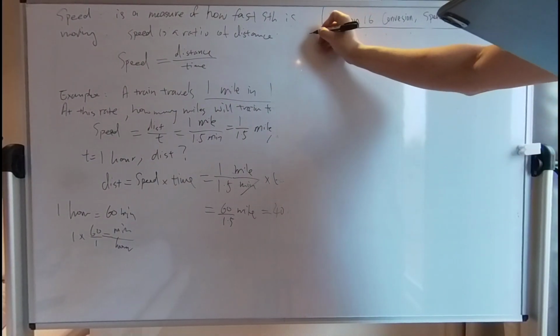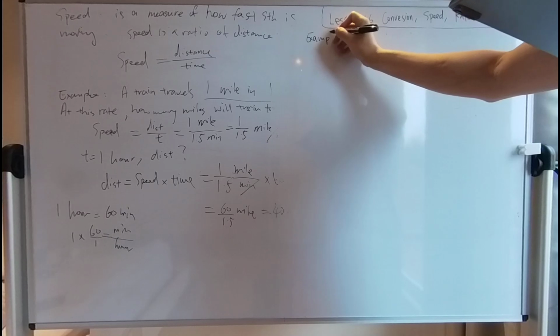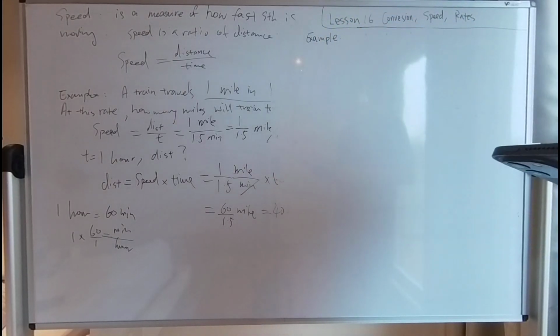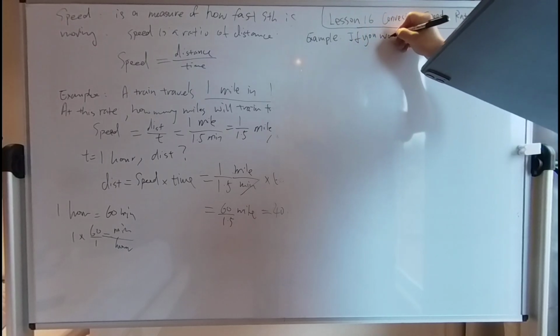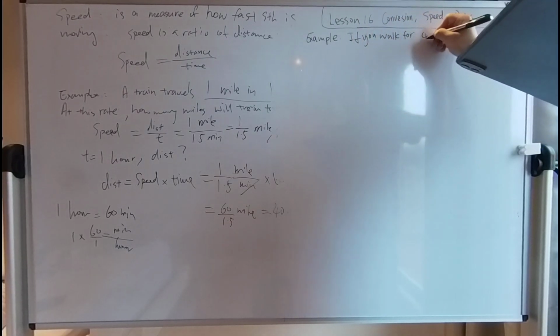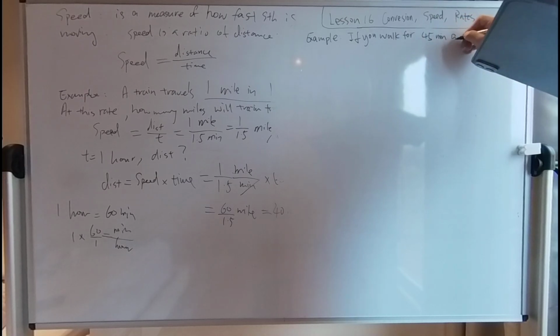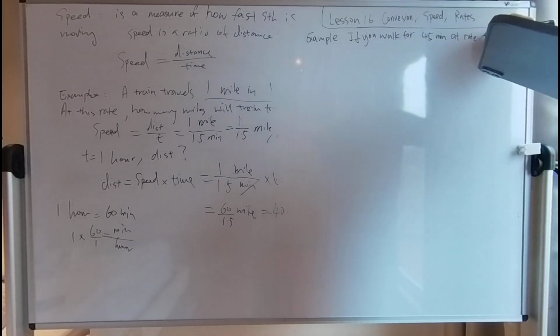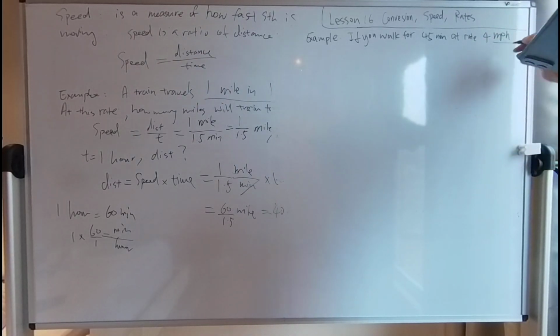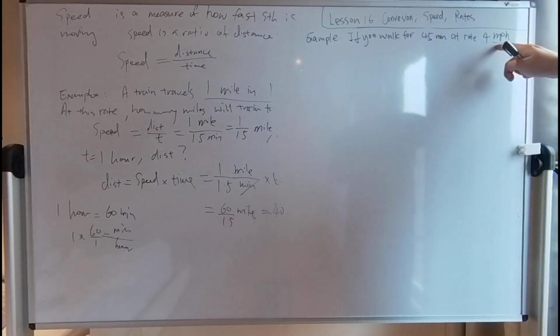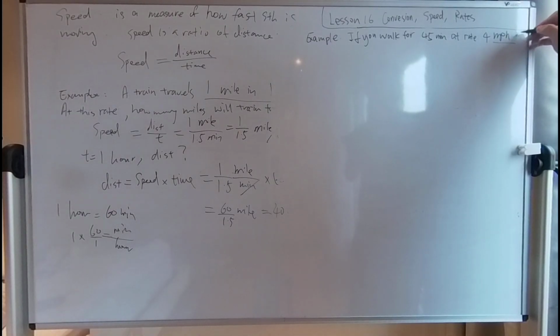Okay, next example. If you walk for 45 minutes at a rate of 4 miles per hour, that's a measure of speed. Here it's short for miles per hour. That's our speed.